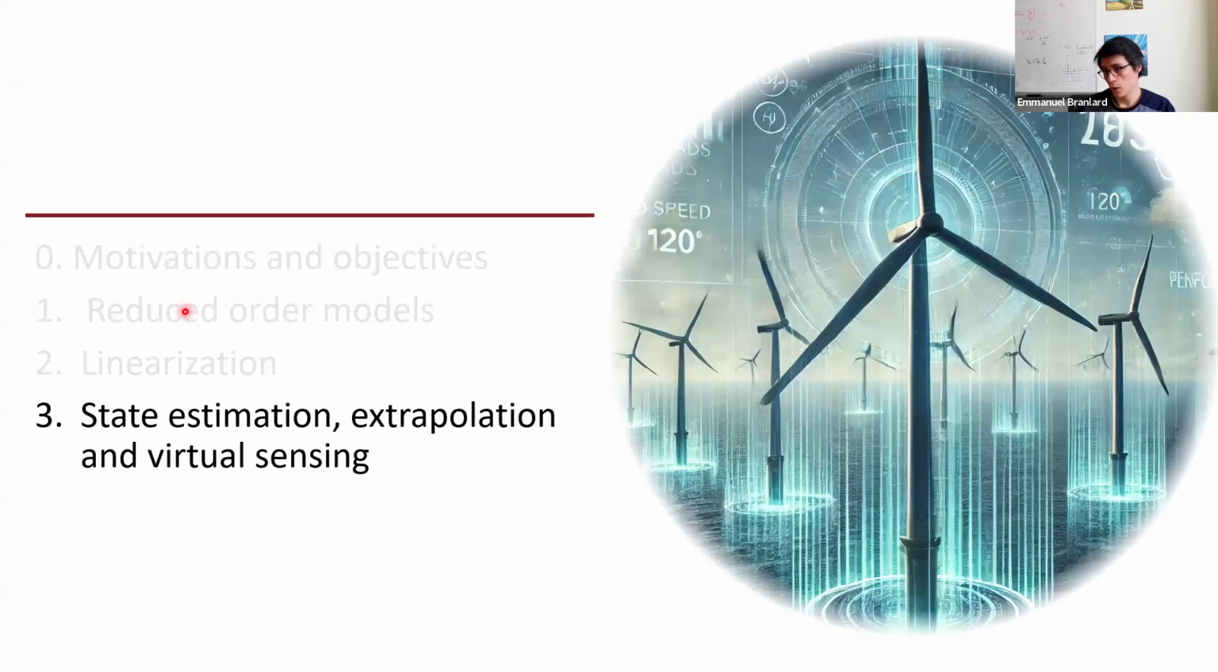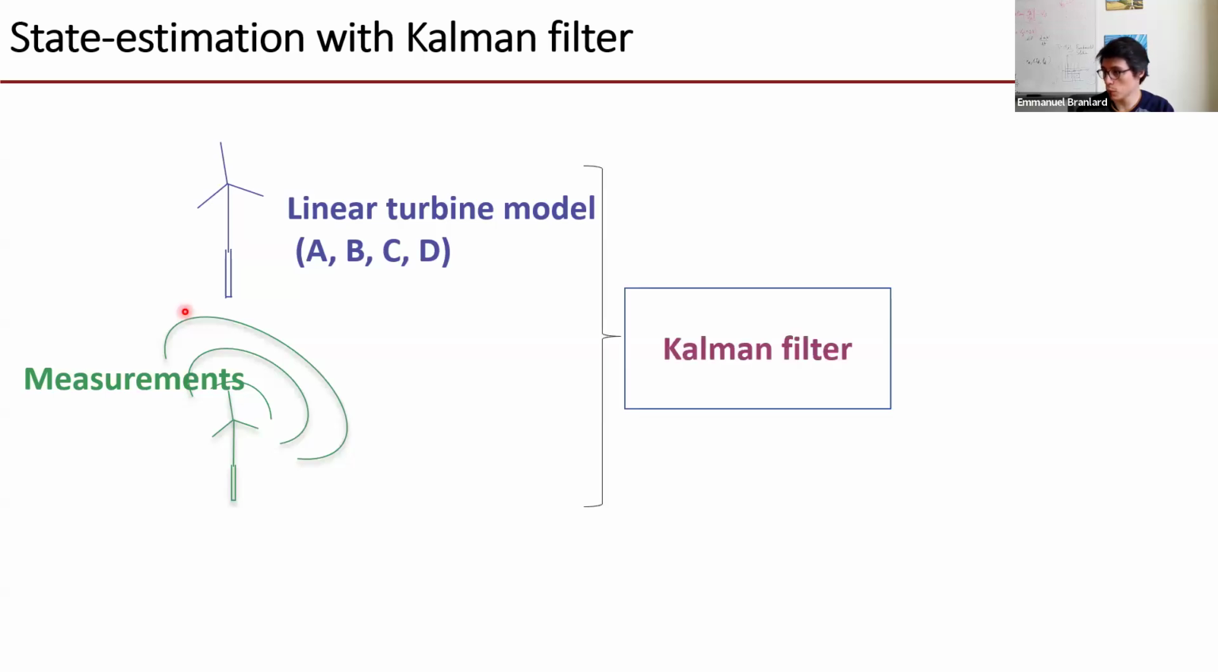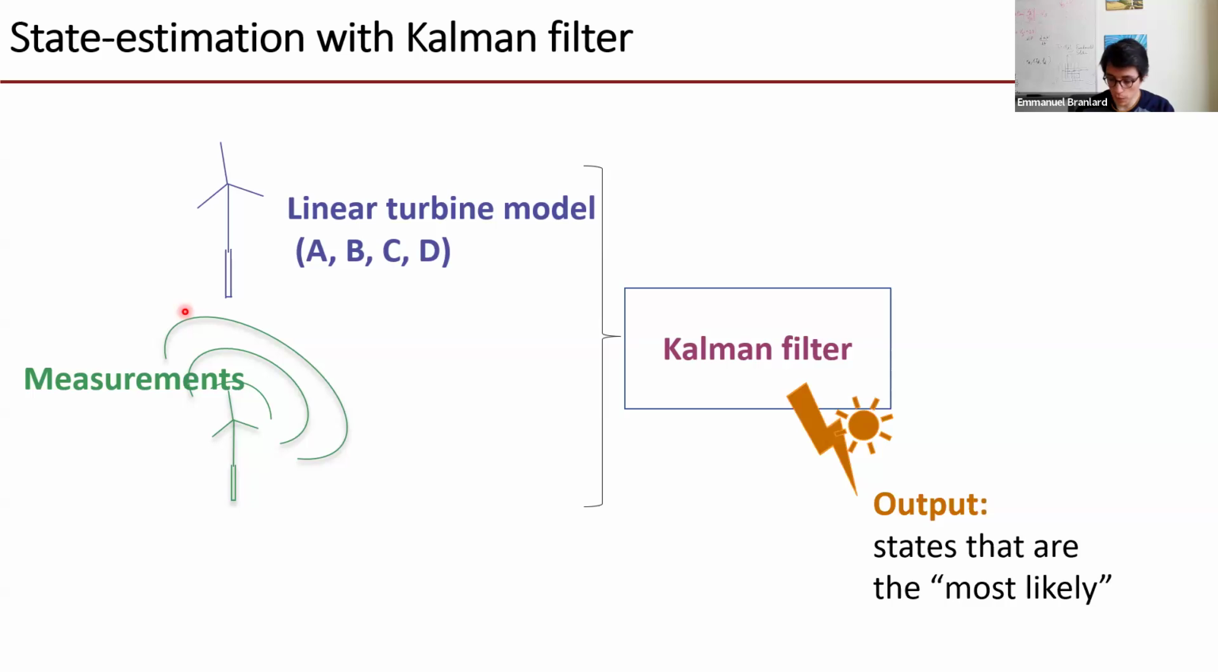So the next step is to try to do the state estimation, what I also call extrapolation and virtual sensing, which is trying to combine the measurements and the models that we have, this simple model that I was describing, to get something useful out of it. And combining a model and measurements, that's exactly what a Kalman filter is doing. Kalman filters try to find the most likely state that minimizes the error between the measurements and the error that is inherently in our model. So it's really trying to optimize the errors between those two. It gives us the most likely states.